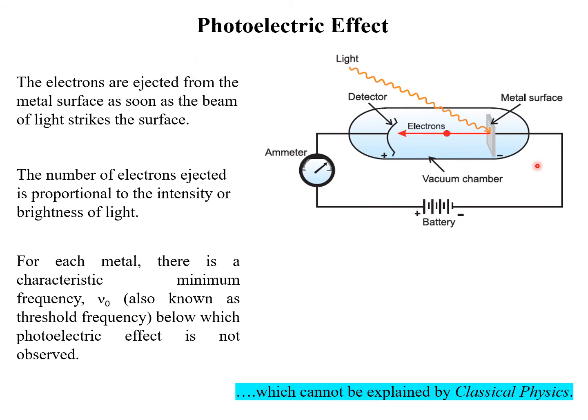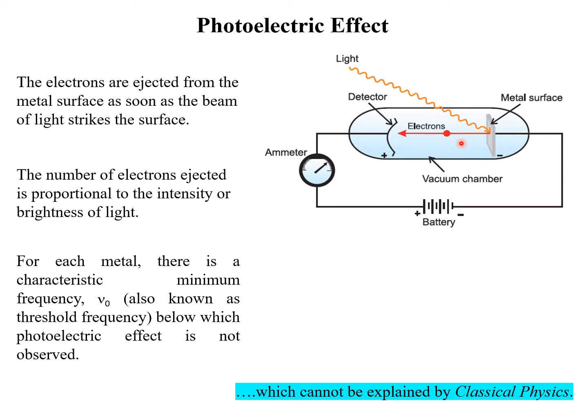So let us now talk about the photoelectric effect. The electrons are ejected from the metal surface as soon as a beam of light strikes the surface. The number of electrons ejected is proportional to the intensity or the brightness of light. The photoelectric effect is nothing but shining light on the metal. There are electrons on the metal surface, and as soon as you provide light with energy equal to the ionization energy of the metal, the electron will be knocked out from the metal surface, right?